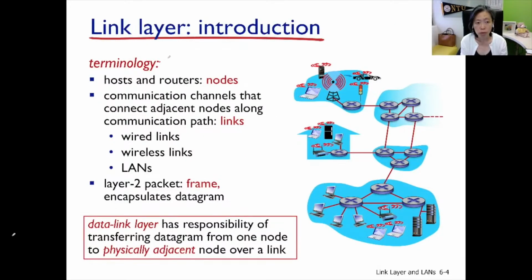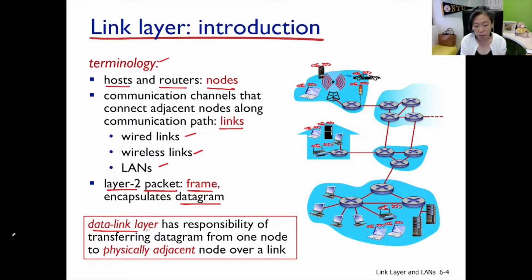Let's start from the terms. Hosts and routers on the internet are now all called nodes, and these nodes are connected by links. These links can be point to point, a wired link, or a shared broadcast medium such as a wireless link or a LAN. Now, packets at this layer, the link layer, or layer 2, are called frames. They are the packets that further encapsulate a datagram. A datagram is what we call a packet in layer 3, the network layer.